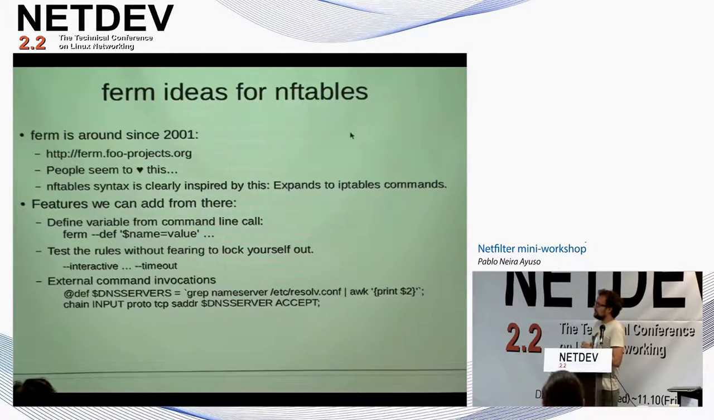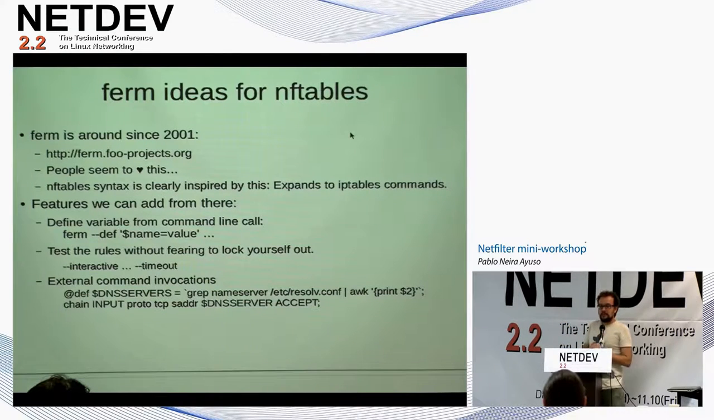But the thing is that FERM was made in Perl, and it's actually using iptables to generate the rules. So it's a translation layer basically. It has its own syntax, and the syntax that you have in FERM is going to be expanded into iptables commands. So FERM comes with set support, but for each element it is going to expand one rule. So the bad thing about FERM is that the user is not quite aware of the number of rules that you are placing in your rule set.